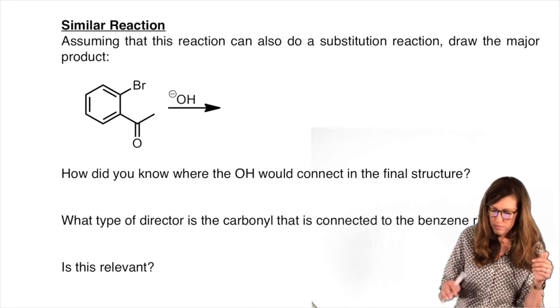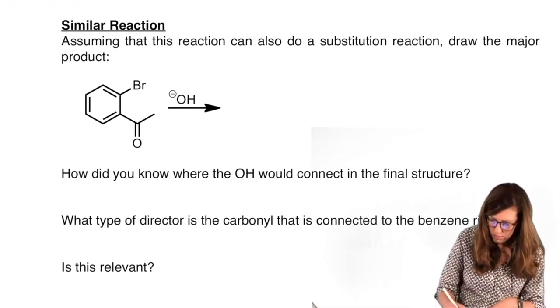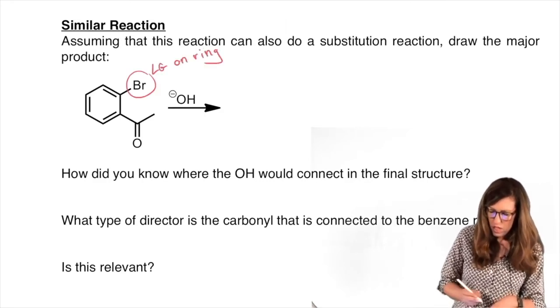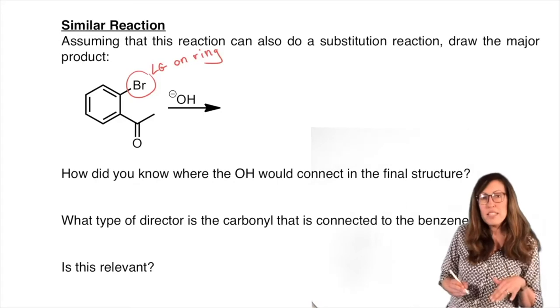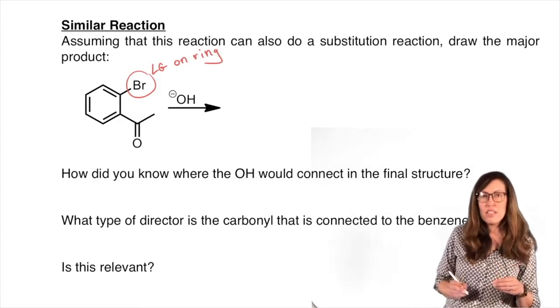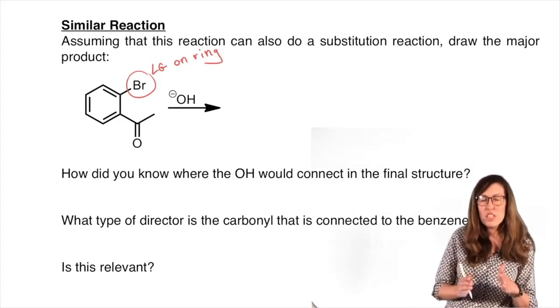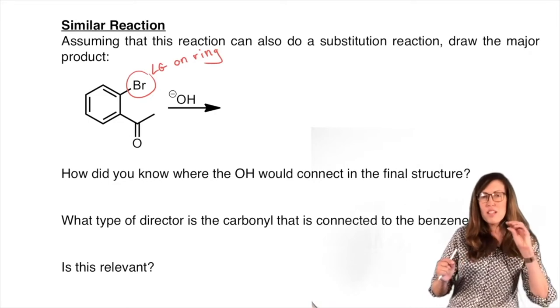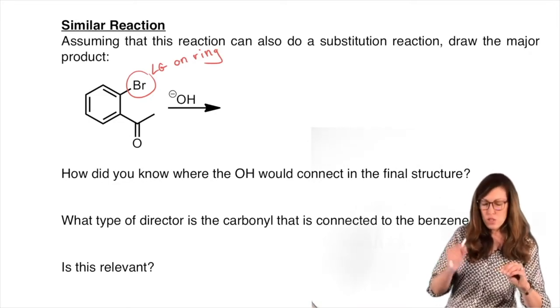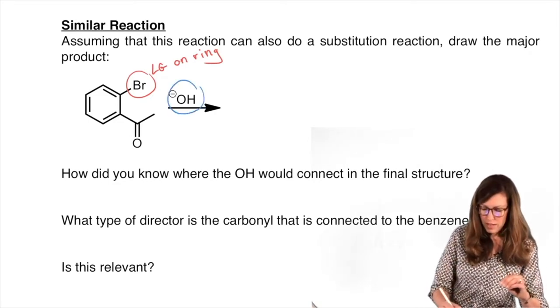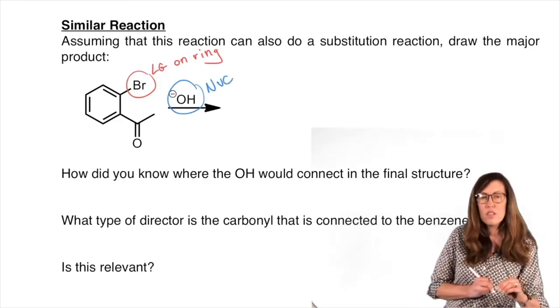So here we go. Leaving group's on the ring now. Now, we're not going to draw mechanistic arrows yet. We're just going to predict the product. Say you know it's a substitution reaction. What happens? Leaving group's gone. New group. Find your new group. Nucleophile. Nucleophile takes its place.